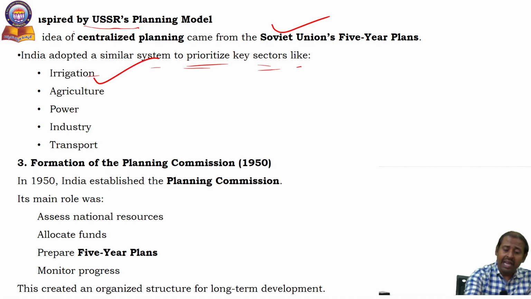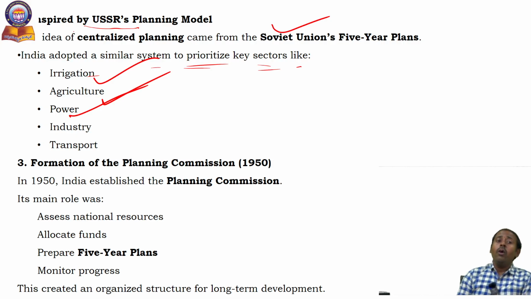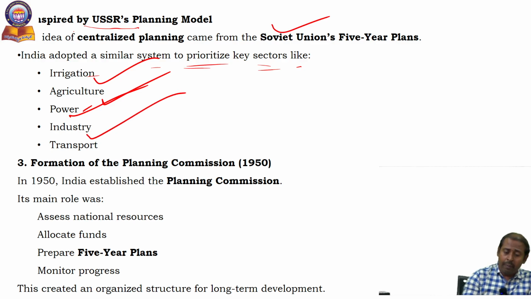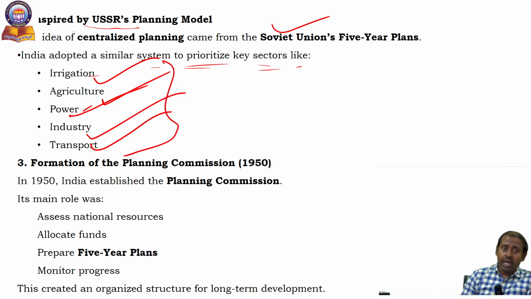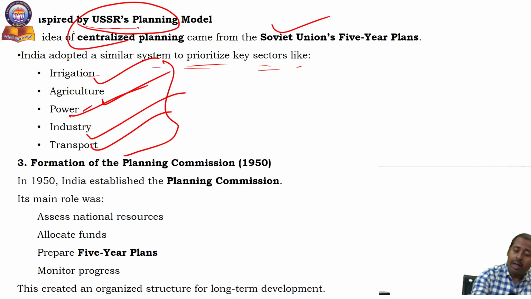First, the agriculture and irrigation system has to be developed. Whenever the irrigation system is developed, the agriculture system will be developed. The power system also has to be developed. We should not depend upon other countries; we have to produce our own power. Industry and the transport system also have to be developed. These are the points taken as initiative from Russia.